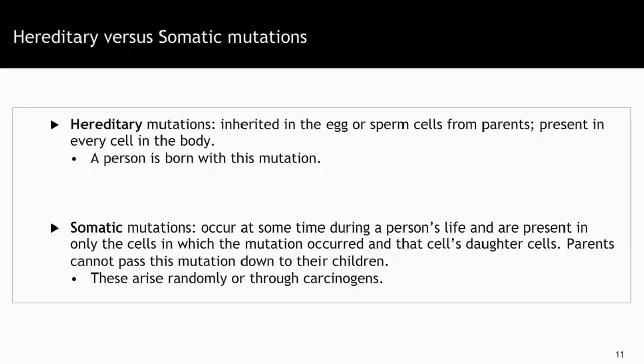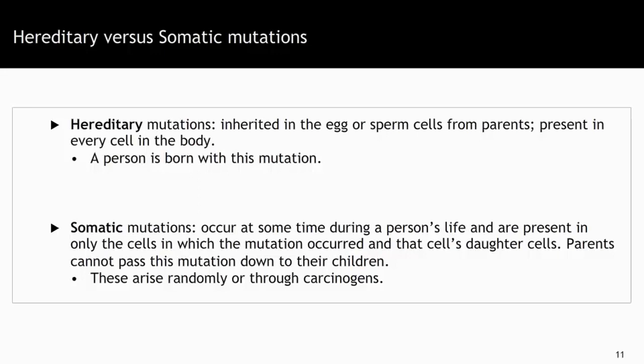So let's continue our discussion of mutations. Besides the specific types of changes to the DNA sequence that can occur, there are also some broad classes of mutations called hereditary and somatic. A hereditary mutation is present in every cell of the body because it was present in the egg or sperm from a parent, and those cells form every cell in the body of a person born with that mutation. So just to try to clarify, a hereditary mutation can be a point mutation, amplification, or translocation, which we just finished talking about.